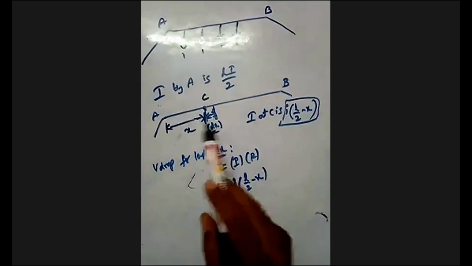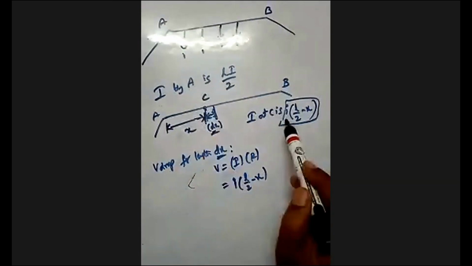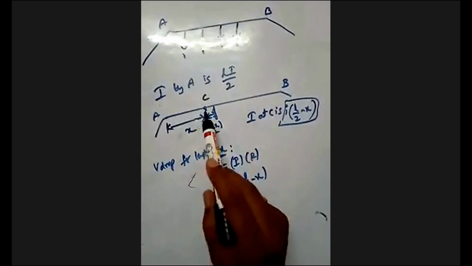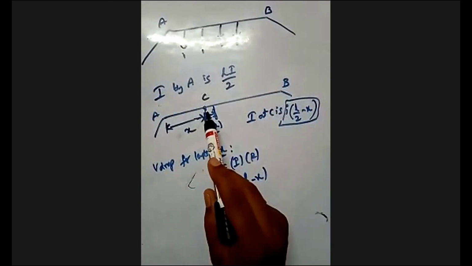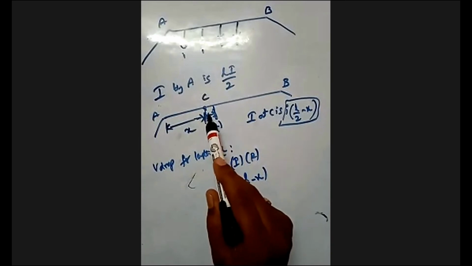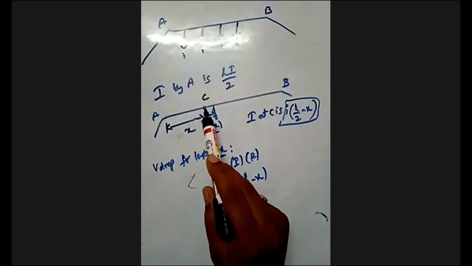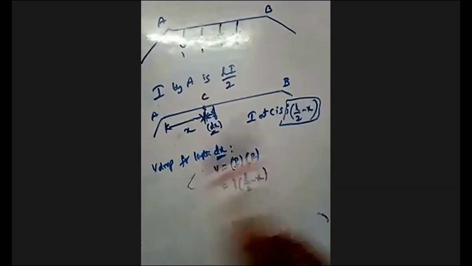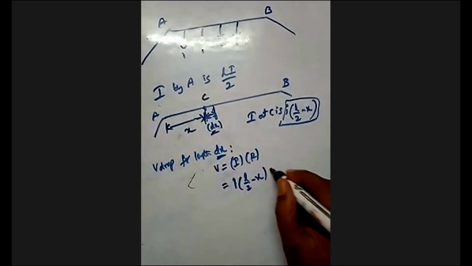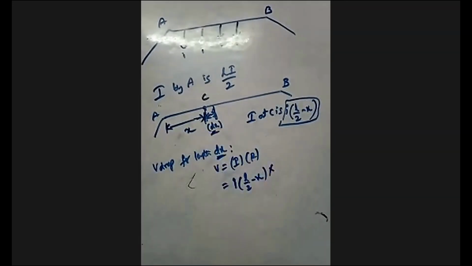Because I know the current at C, I into L by 2 minus x, and dx is very small, it is almost at C. Therefore the current at C is I into L by 2 minus x. Now coming to this, you need to know the resistance R. What is the resistance R?